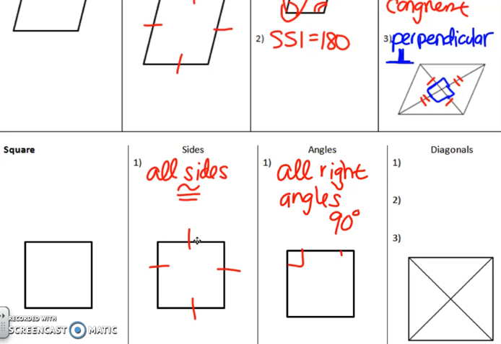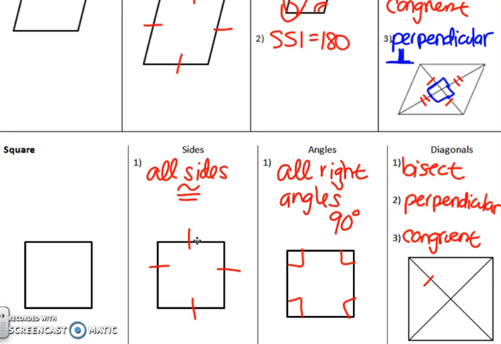So I got a right angle, a right angle, a right angle, and a right angle. Okay? And then the diagonals take on both characteristics of those. So I know they're going to bisect. I know they're going to be perpendicular. And I know they're going to be congruent. Okay? So I know they're going to bisect each other.